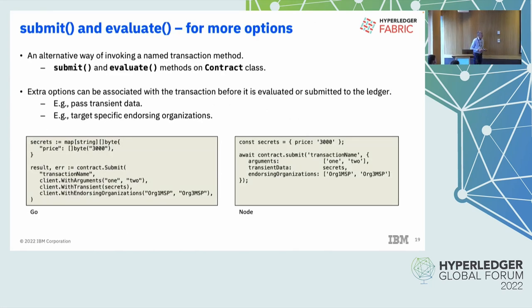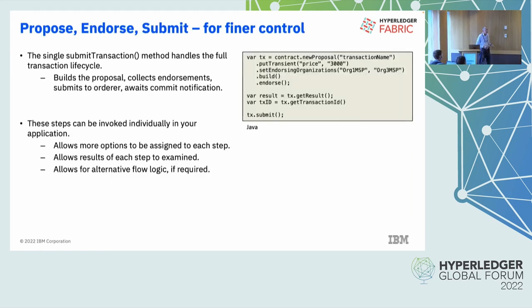Okay, so we've talked about submit transaction, and you just give it the transaction name and the arguments. But if we now want to give it some more options, for example passing transient data, targeting specific organisations for endorsement, then there's another form, which is submit and evaluate. They're slightly lower level than submit, and there are Go and Node examples, using functional arguments or a JavaScript object, which just allows slightly finer control, or we can get even more control if we want to.